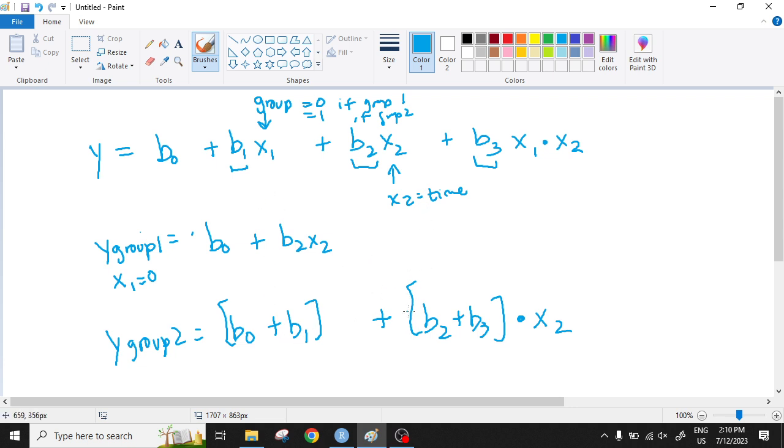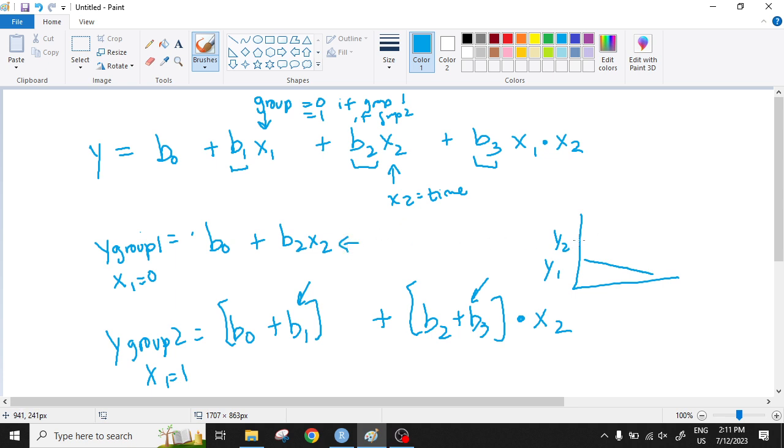Sorry, the lighting glare in here is such that I can't see. Oh, there it is. So this is a change in the slope that's due to being group 2, and this is a change in the intercept. If we're group 2, then x1 equals 1, so b1 stays in there. This is saying exactly this, where we have y of 1 and y of 2, a line that is based on this equation up here.